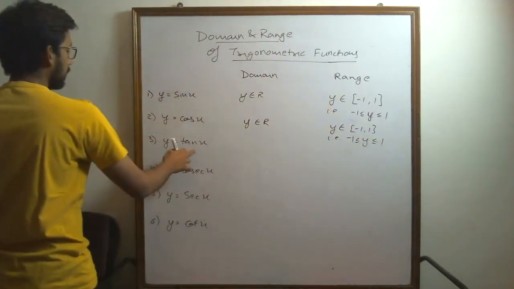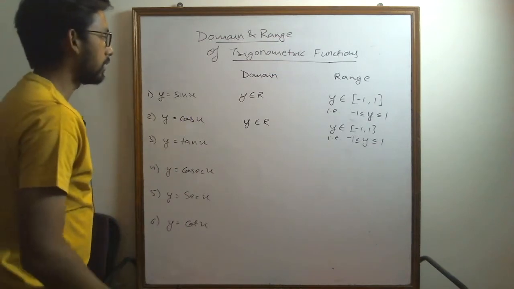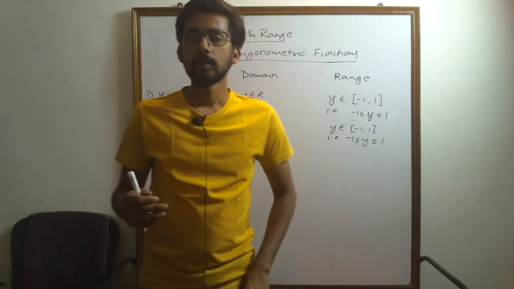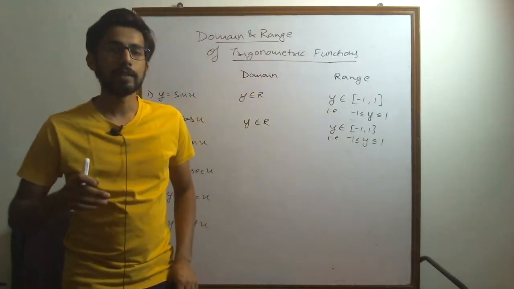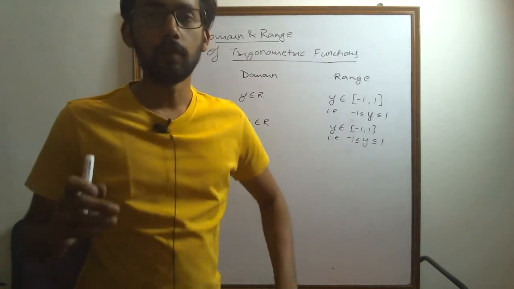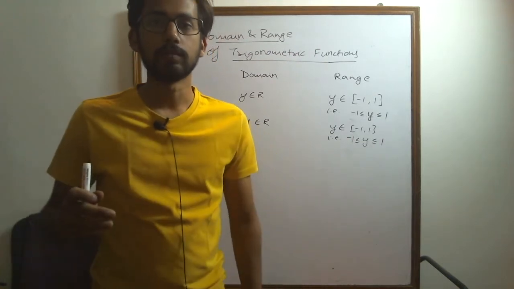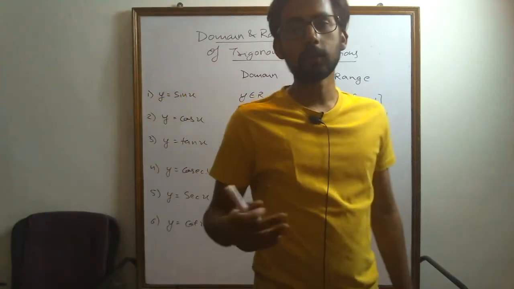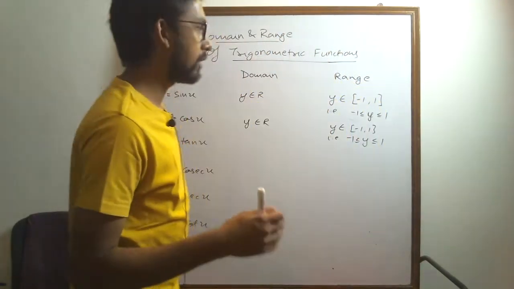Now the third function, y is equal to tan x. Tan x is defined to be equal to sin x upon cos x. So tan x is defined for all real numbers except those values for which cos x is equal to 0. Yes, wherever cos x is equal to 0, tan x will not be defined. So we remove those angles.